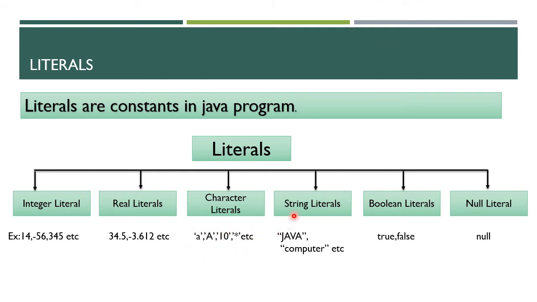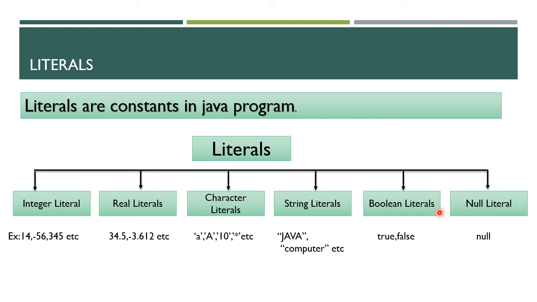Next one is string literals. A string literal is any word or a sentence or a paragraph which is enclosed within double quotes. Then that is called a string literal. Here, Java is enclosed in double quotations, so this is called a string literal. Computer is enclosed in double quotations, so this is also called a string literal.